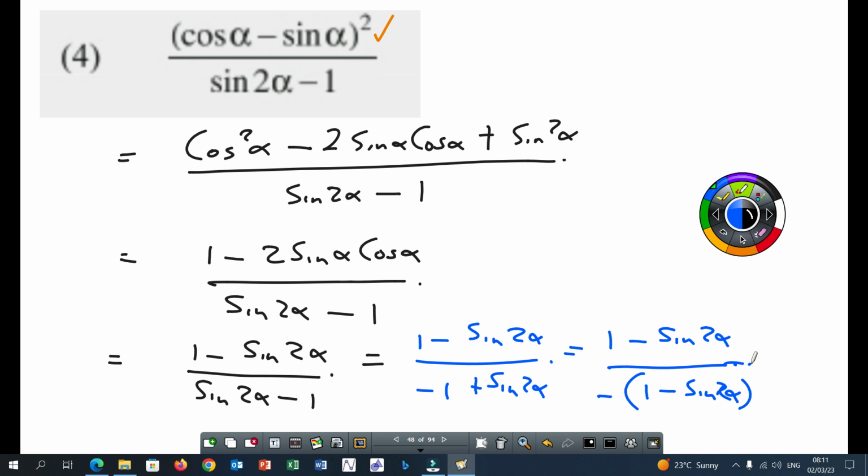Once you get to this point, you'll be smiling, and your answer will be negative 1. Factorization is very, very important. If you struggle with trig, one of the reasons may be problems with algebra, because algebra is the foundation of trig. And factorization is one of the most important concepts required to understand trig.